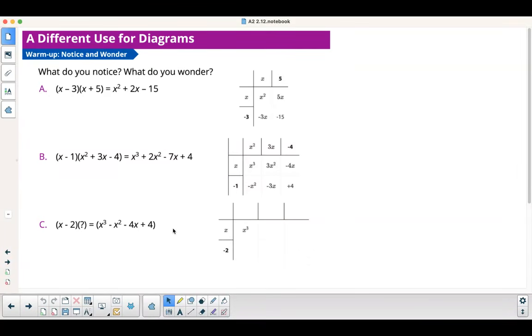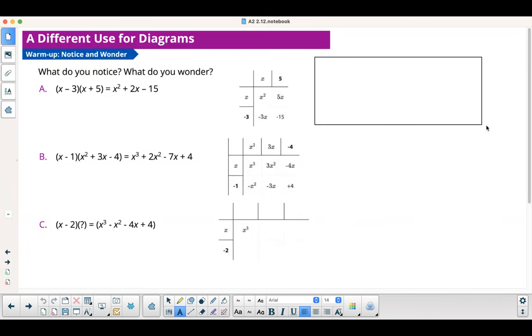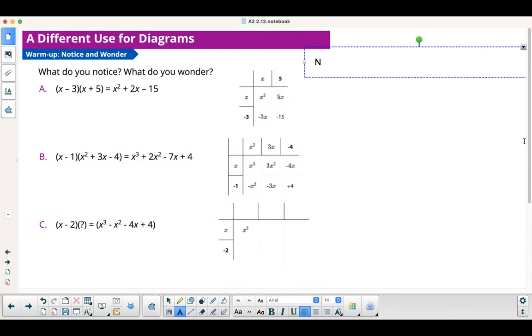All right, what do you notice? What do you wonder? Take a minute, pause the screen, see if you can find a couple of notices and a couple of wonders. Okay. So we'll write up here, notice. All right, so the box on the right is a way to multiply the polynomials.